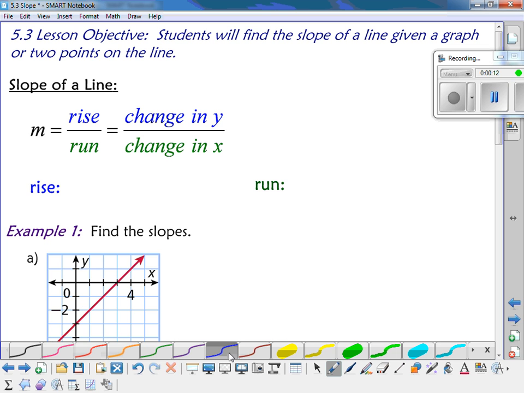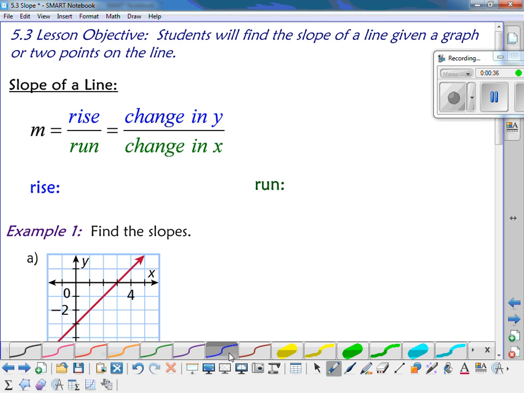The slope, M is the letter we use to stand for slope, and it comes from a French word for mountain, because it was a French mathematician who first talked about slope. So it's rise over run. The rise is just how much you go up or down. How much did your y change? And your run is just how much you went left to right, your change in x.